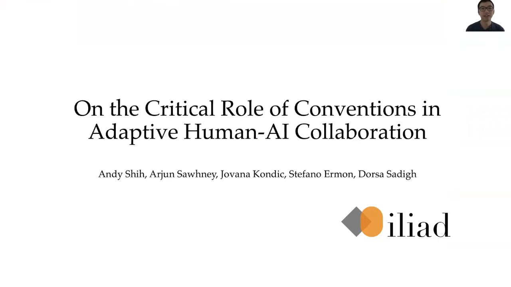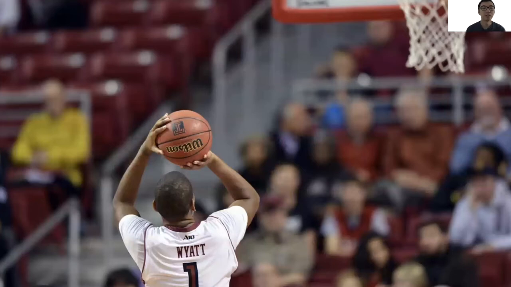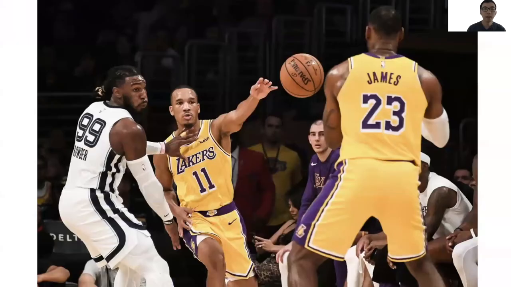Hi, this project is on the topic of conventions and multi-agent collaboration. To do well in a team sport, you have to be good at the skills fundamental to the game. For example, in basketball, you have to know how to shoot the ball well. But perhaps more importantly, you have to know how to coordinate with your teammates. That's why teammates practice together instead of separately, so they can develop shared understanding of the team strategy.